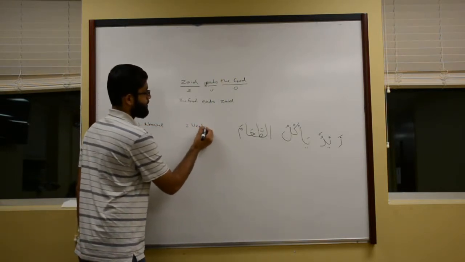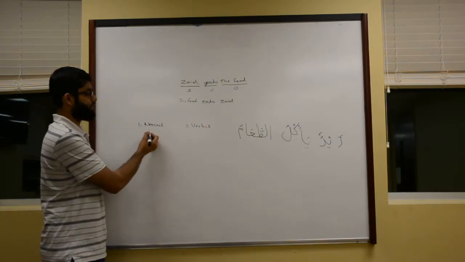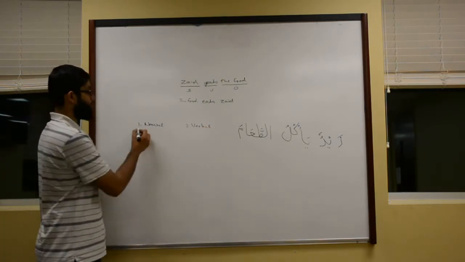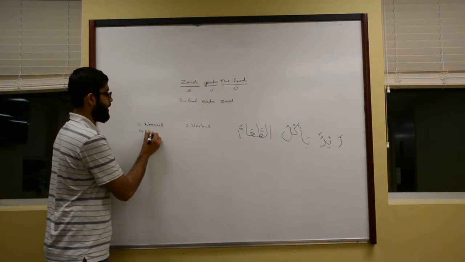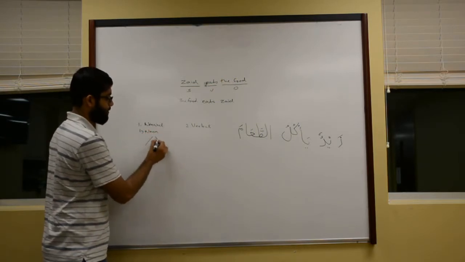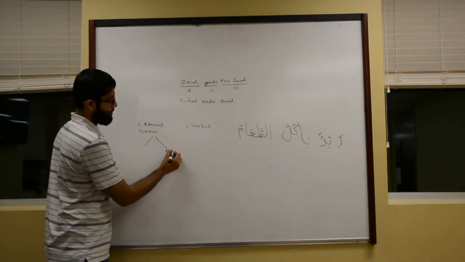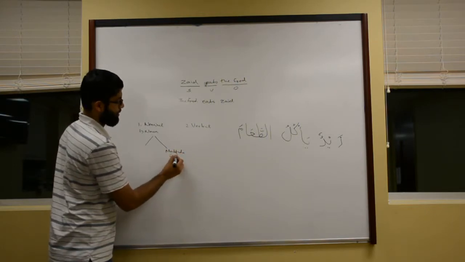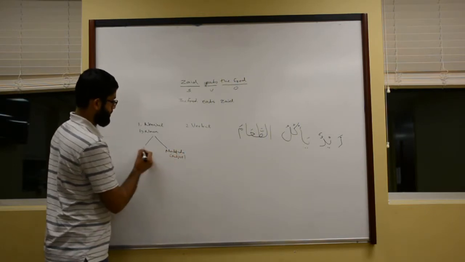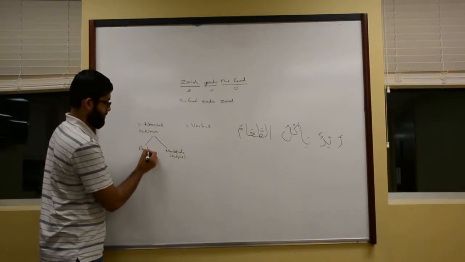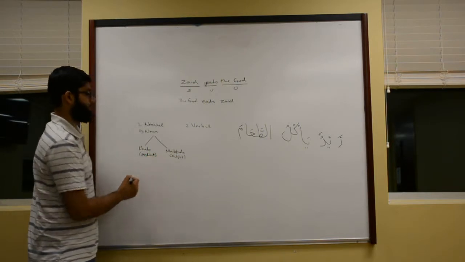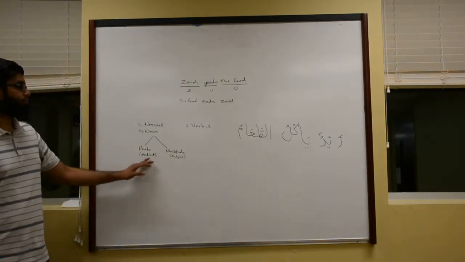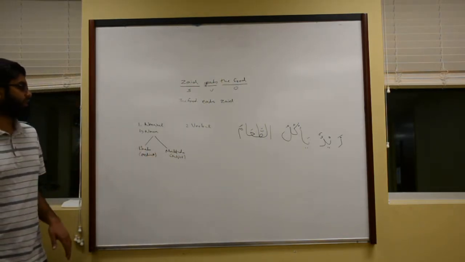What does the nominal sentence always start with? Subject. Starts with a noun. And it's made up of two parts. It's made up of a mubtada, which means what? The mubtada is the subject. Khabar is the news, and the khabar is the predicate. No, not subject, not object. It's a predicate for news. There's no verb, there's no object in a nominal sentence.